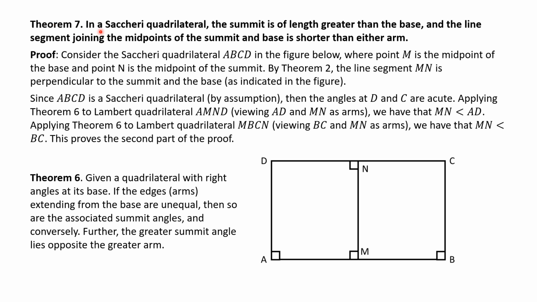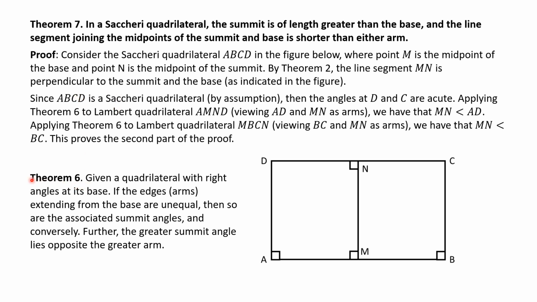Theorem number 7. In a Saccheri quadrilateral, the summit, this here, is of length greater than its base, and the line segment joining the midpoints, this here, of the summit and its base is shorter than either arm. So this segment here is shorter than AD and it's shorter than BC. So we have two things to prove here.